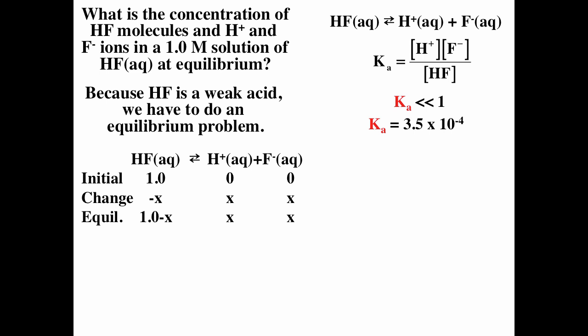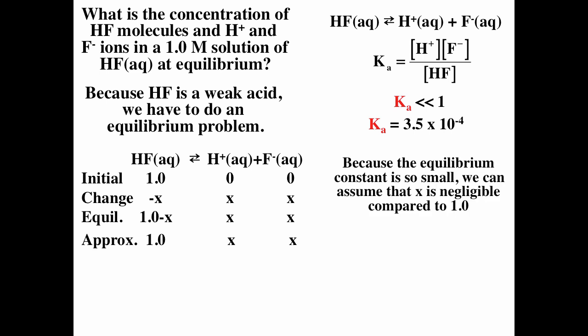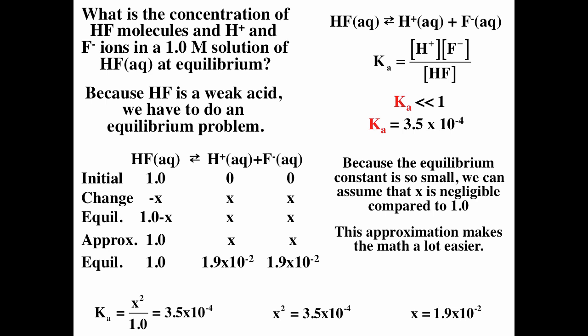And so if Ka is very small, it means x is very small, and x is probably negligible compared to 1. And so we can make this approximation. Now if we plug these into our equilibrium expression, we have x squared over 1 equals 3.5 times 10 to the minus 4. And so in this case, x is equal to 1.9 times 10 to the minus 2. And so our approximation was good. X is negligible compared to 1. Again, you can do the approximation often for weak acids, and you should always check your approximation afterwards.